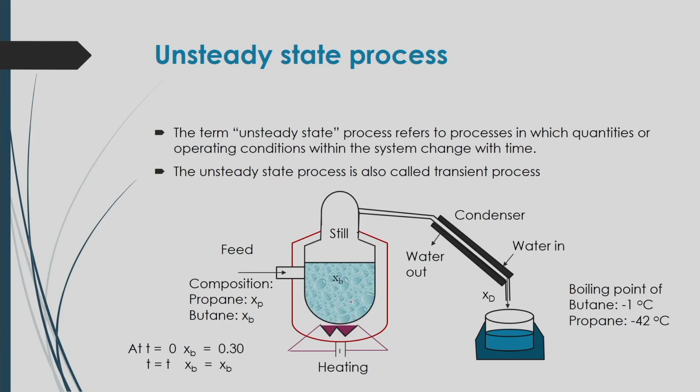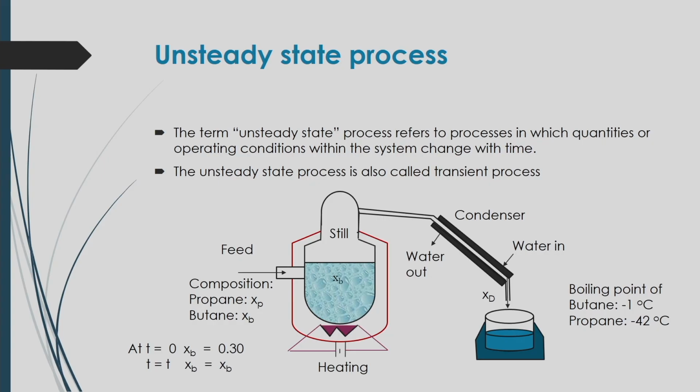Now, in this case you will see that whatever butane composition is there inside this still, during the heating process the composition of this butane will be changing. That change will be with respect to time. If you boil for a certain time, accordingly the composition of butane in the distillate product will be there. That means with respect to time the composition in the still will be changing. So, this type of process is called an unsteady state process.